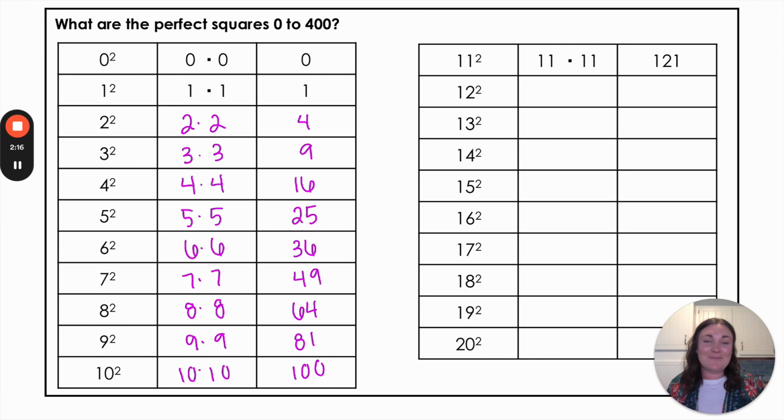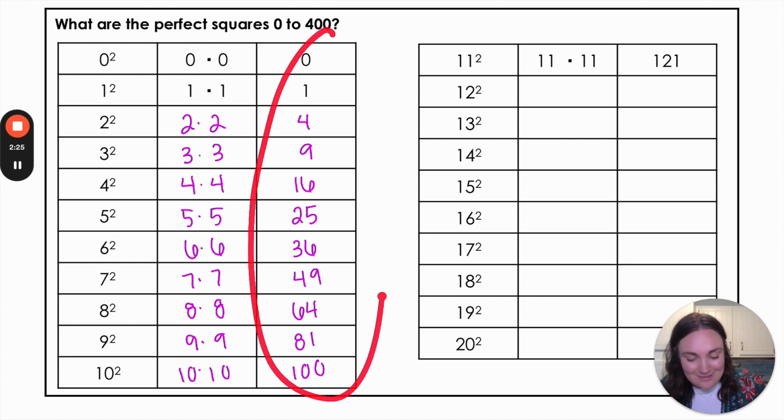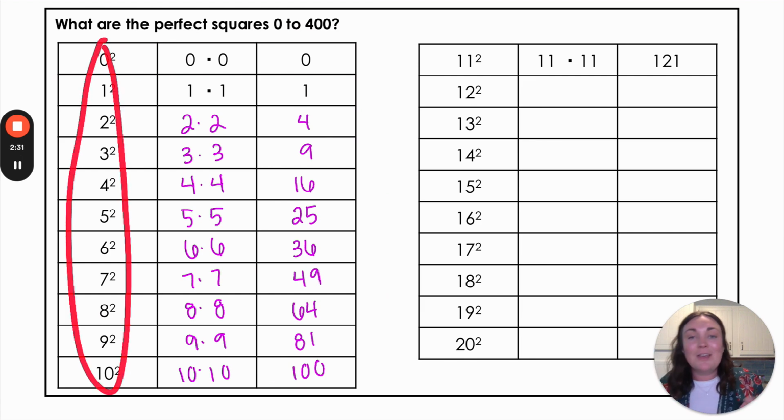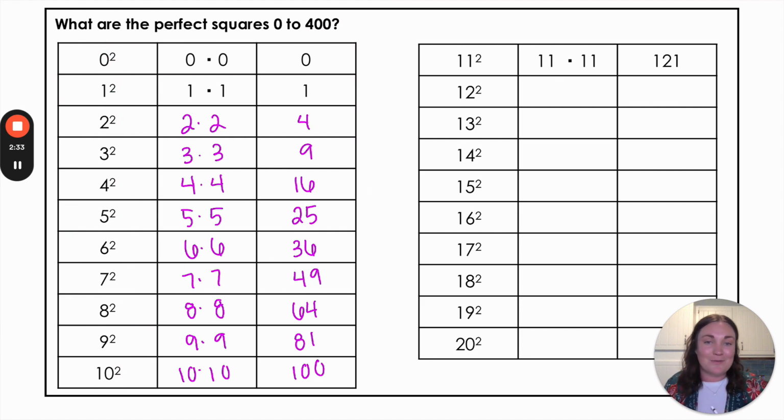All right, how did we do? We've got 4, 9, 16, 25, 36, 49, 64, 81, and 100. So everything in this column over here, those would be considered our perfect squares. And these numbers without that little square with them, those would be the square root of those perfect squares.